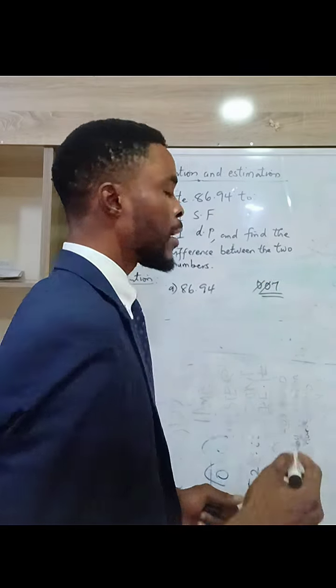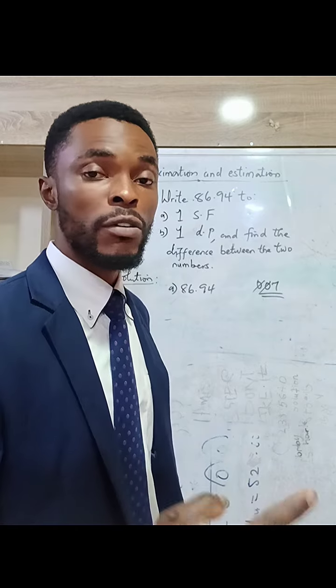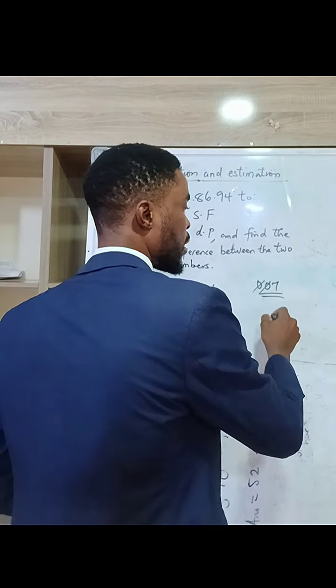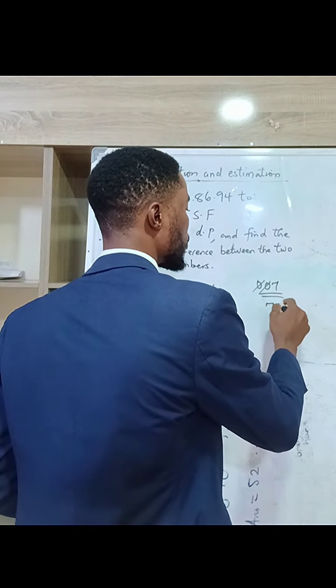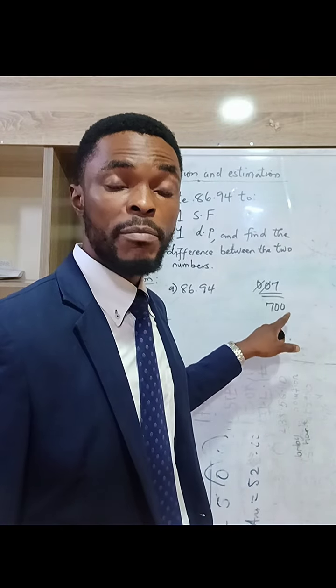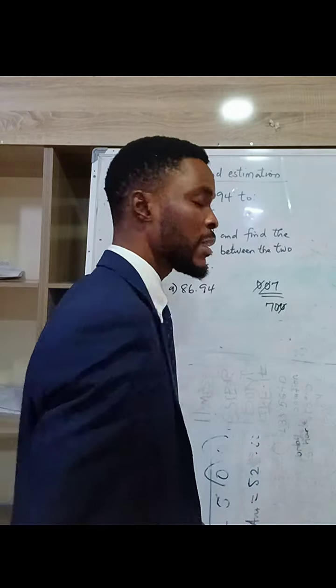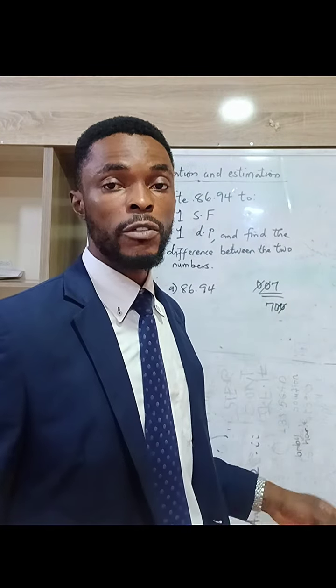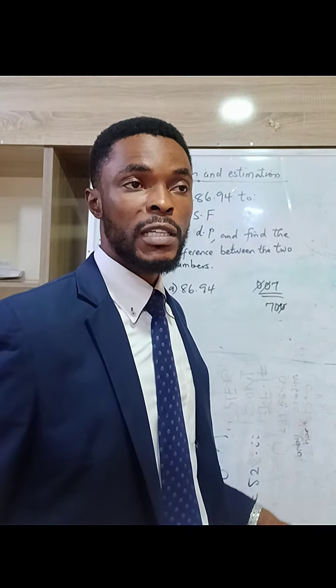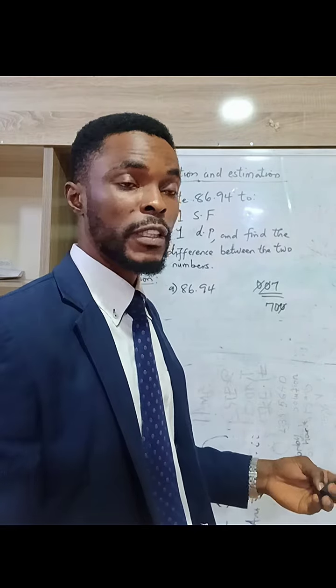Again, the next rule says zeros after non-zero numbers are significant. For instance, if I should write 700, this double zero at the back is important, because if I remove it and say it is not significant, instead of having 700, I'm going to have 7. It has changed entirely the worth or the value of the number.